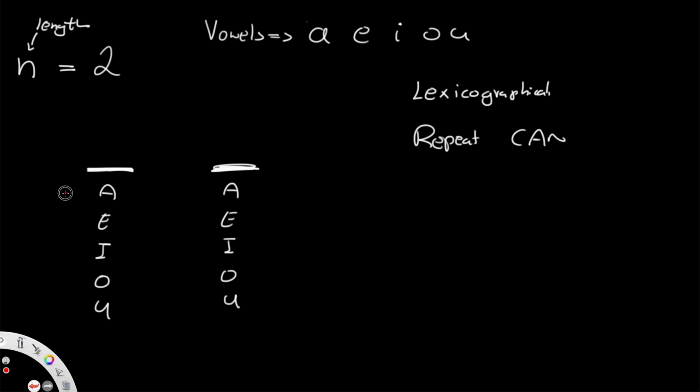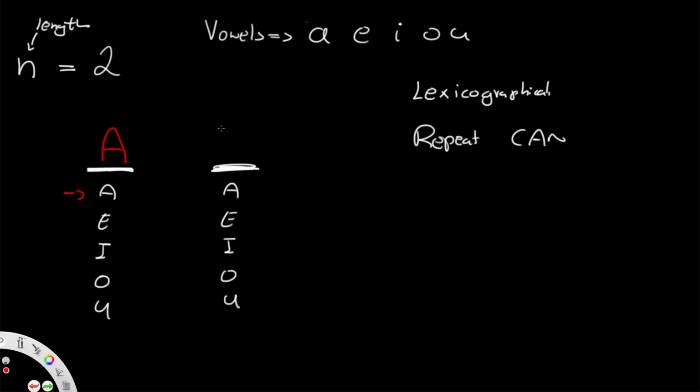Now what we're going to say is A over here is going to be our first letter no matter what, unless we actually have to switch. So we're going to say A is the first letter. Now once we have A as the first letter, we need to come up with the second letter.